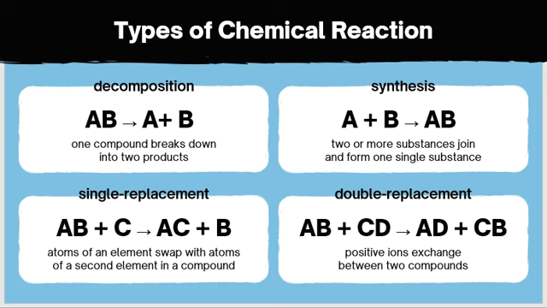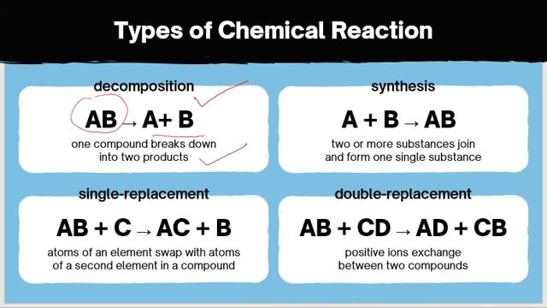Types of chemical reaction. Decomposition: suppose you have a compound AB. It gives us A plus B. When it decomposes, we get A plus B. One compound breaks down into two products.